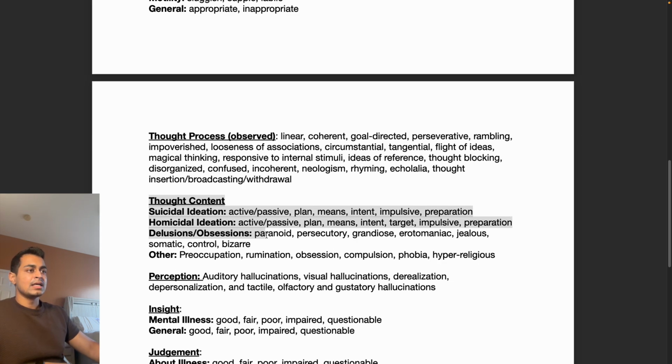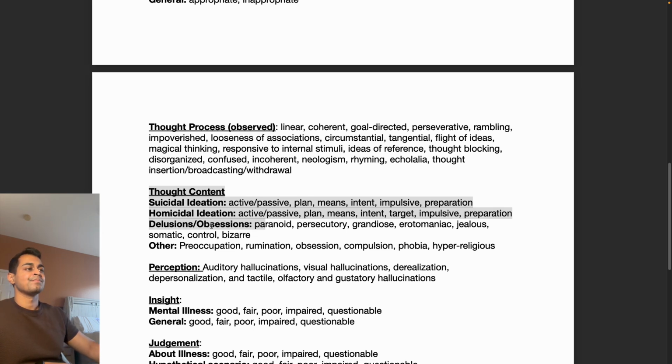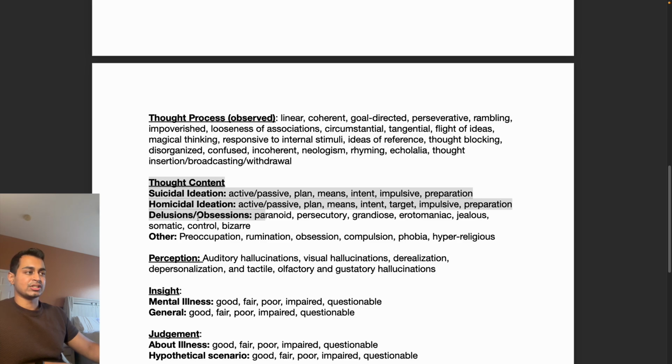Thought content, this is really important. So are they having active plans of hurting themselves? Do they have a means or intent of hurting themselves? Or is it passive? Is it like, well, I've kind of thought about it, it's crossed my mind, but not really? Same with homicidal ideations. Are they currently experiencing any delusions or obsessions? So are they paranoid? Are they having any persecutory delusions, or that people want to hurt them?